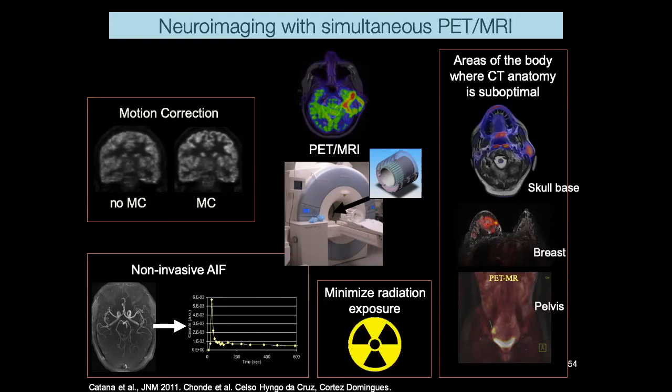routinely clinically. Compared to PET-CT, which is how standardly PET imaging is done, you minimize radiation exposure significantly because taking away the CT for doing attenuation correction, you can now replace it with non-ionizing radiation from your MRI. And there are some areas of the body where also CT anatomy is suboptimal. We are very good at imaging soft tissue with MRI, and so there are certain specific applications that are also very interesting for that.